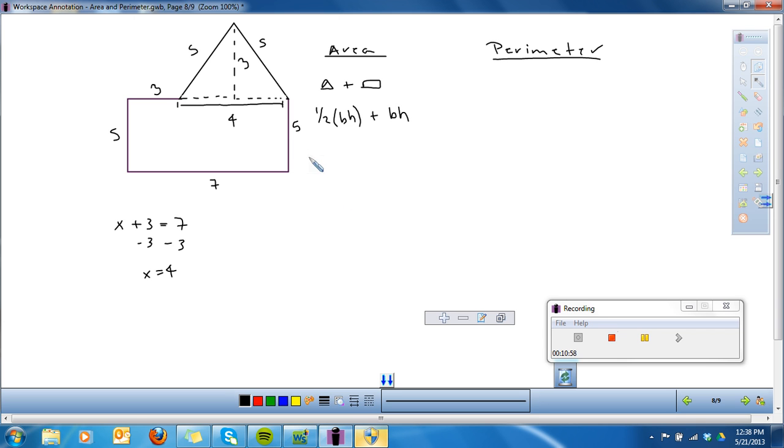So let's go ahead and plug in our numbers. So 1/2, the base of our triangle was 4. The height of our triangle was 3. Plus, the base of our rectangle was 7. The height was 5. And then go ahead and evaluate this. So 1/2 times 4 times 3 gives me 6. 7 times 5 gives me 35.